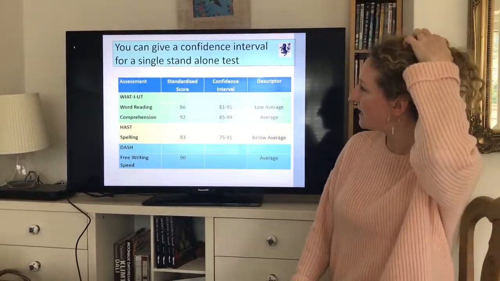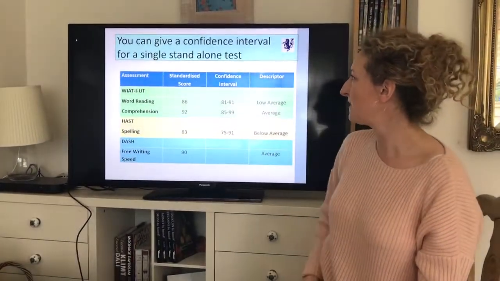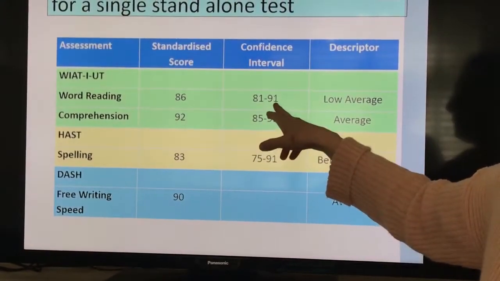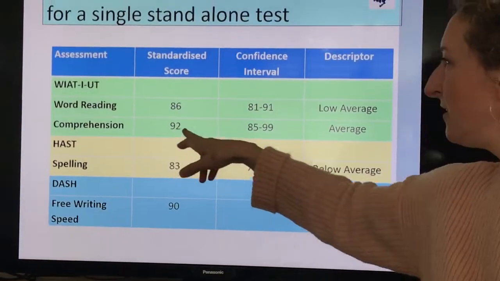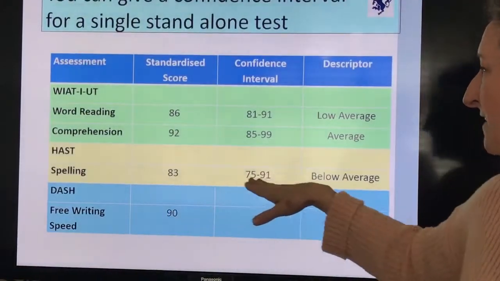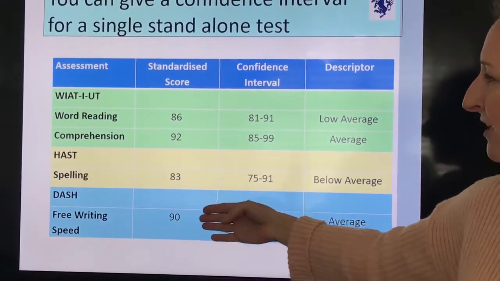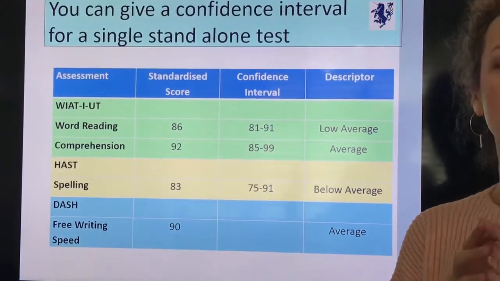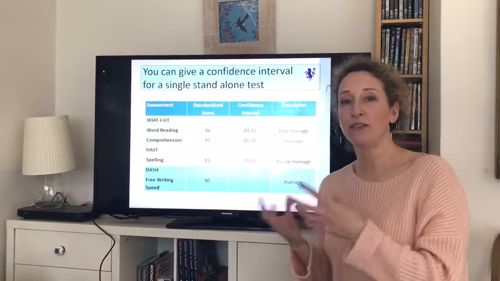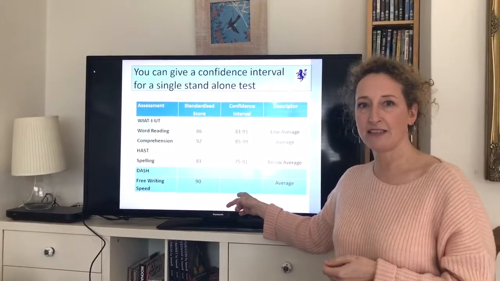Okay, so I've done an example of a summary chart at the end with a few examples on. So for word reading, because it's standalone, I can give my confidence interval. Comprehension, it's a standalone assessment, I can give confidence. Again, for a spelling test. But I threw DASH in here because DASH is actually an assessment where there's several subtests. Free writing is one of the subtests. So I'm not going to give a confidence interval for that.